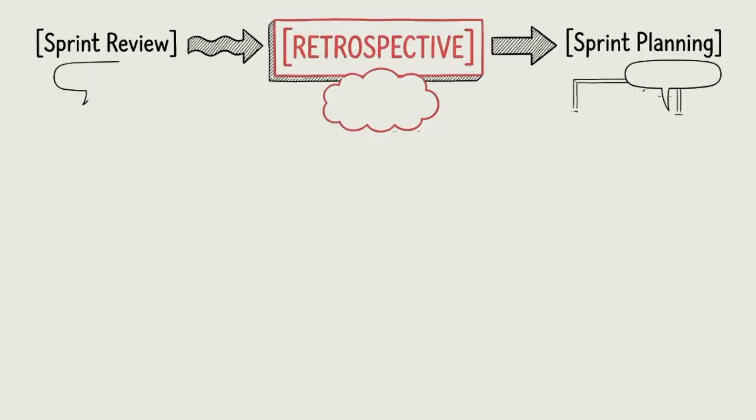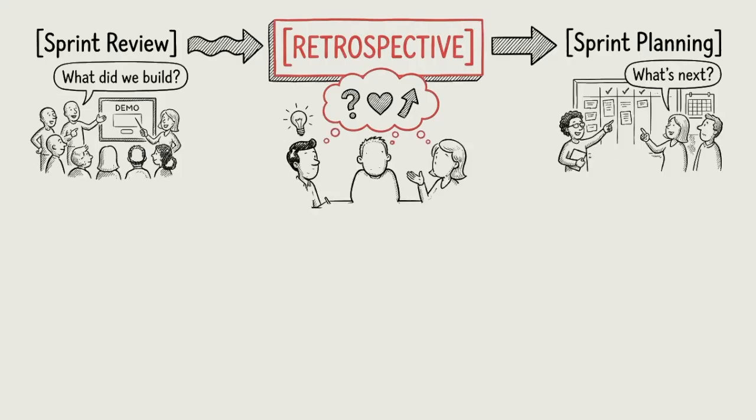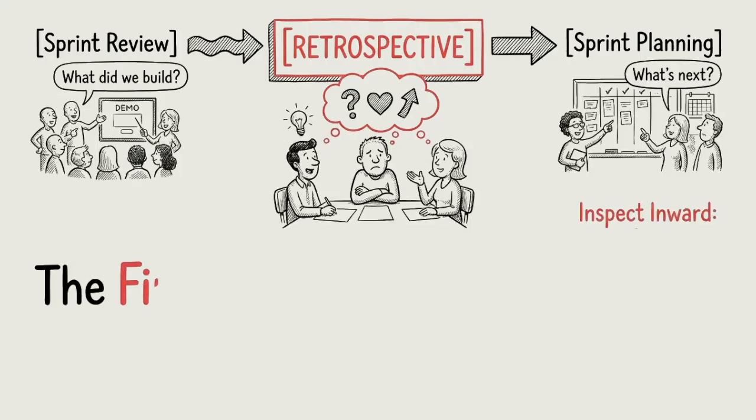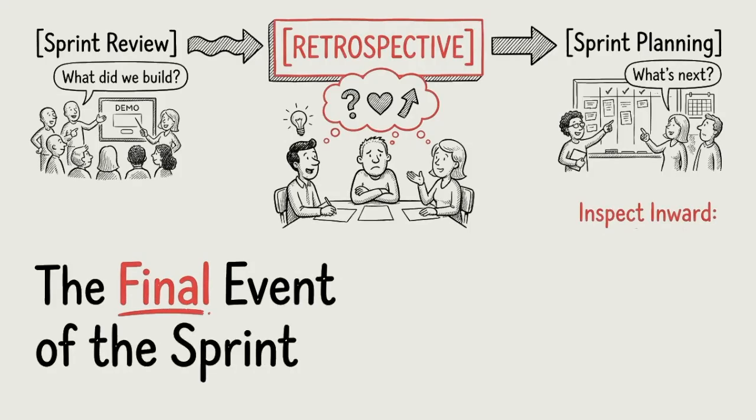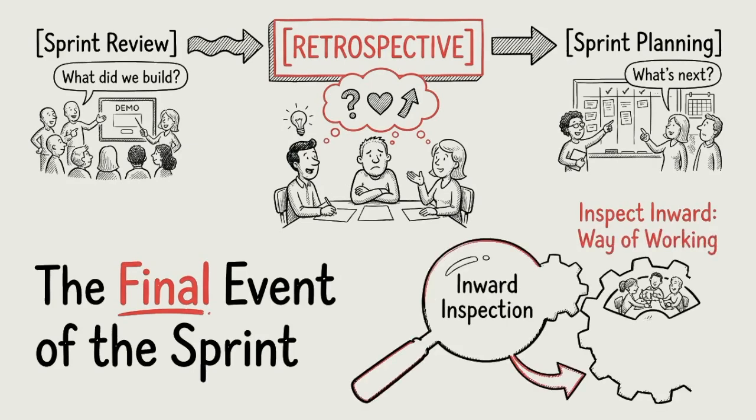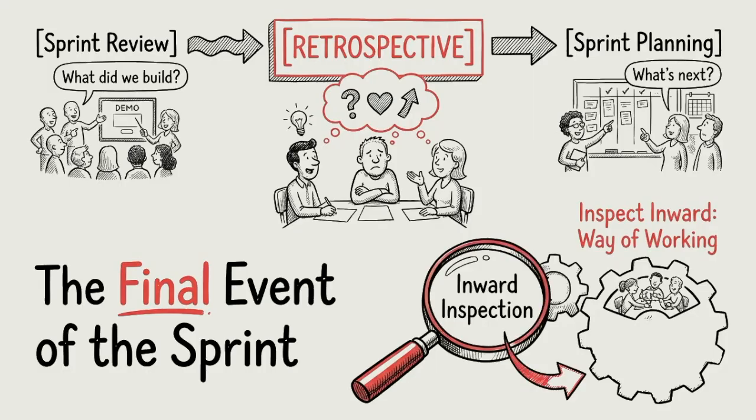Sprint retrospective happens after the sprint review and before the next sprint planning. It is the final event of every sprint. Once the product increment is reviewed with stakeholders, the team then turns inward to inspect its own way of working before planning the next sprint.